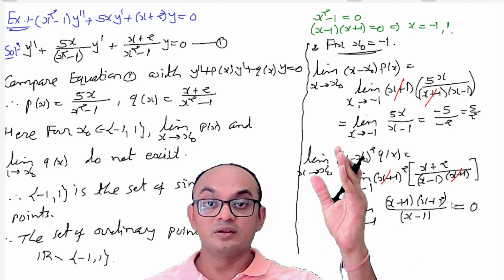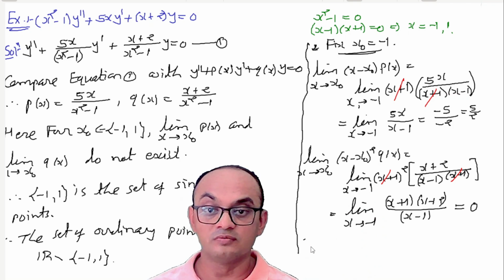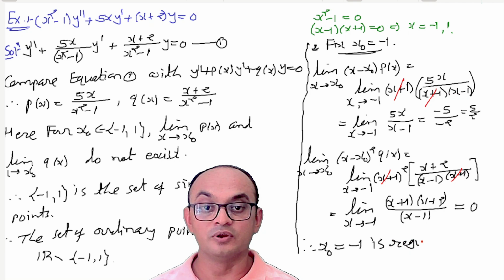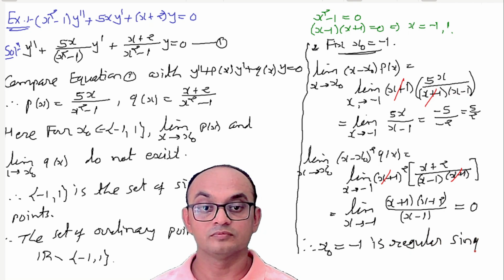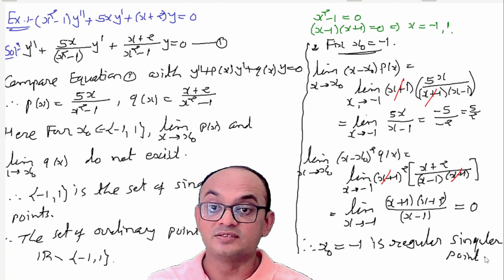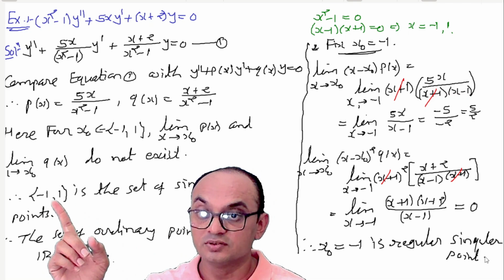So here both the limits exist, and therefore x0 equal to minus 1 is a regular singular point. This is not the end of the exercise. Another point is remaining. Minus 1 we have seen.